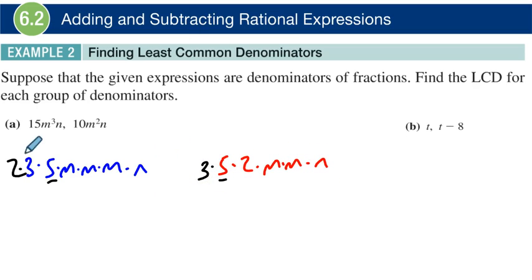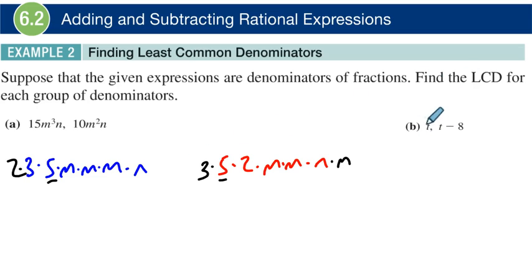So, look at 2 times 3 times 5, 2 times 3 times 5. See how they both have the same coefficient now? And that's what we wanted. Now, this side has m times m times m, so this side is missing 1 m, so I'm going to give it 1 m. So now both of these have 3 m's. And if you look at both of them, they both have an n. So now we can say that both of them have a common denominator. And that's basically how you do that.